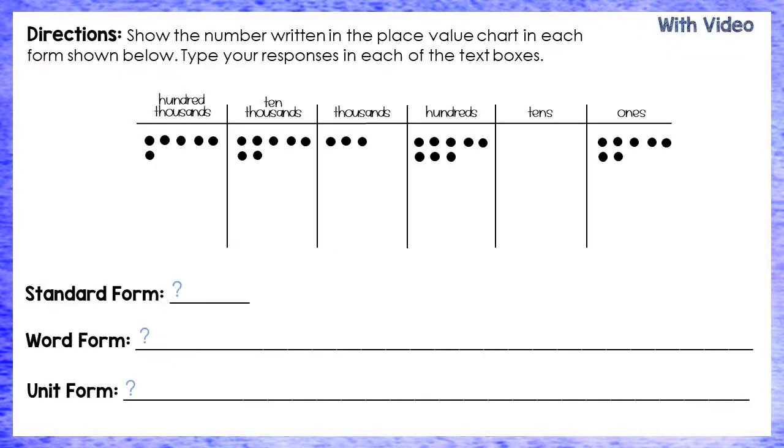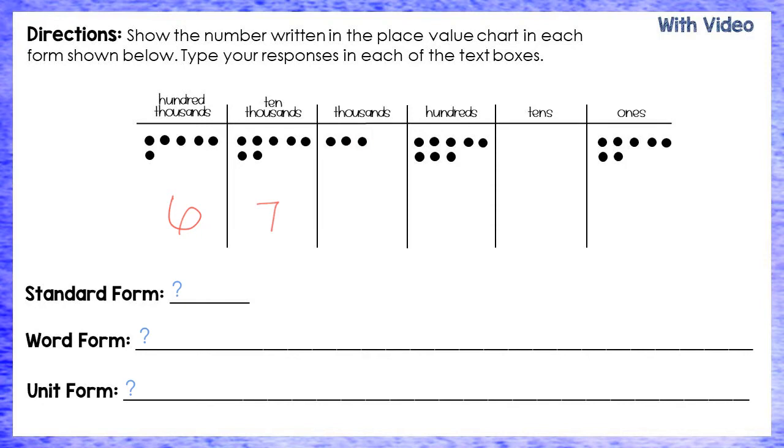When we first look at a place value chart, we want to think standard form. I need to write the digits. So let's figure out what each digit will be. We look at the hundred thousands. How many hundred thousands are there? There are 6. Then we look at the 10,000s. How many 10,000s are there? There are 7. Then we look at the thousands. How many thousands are there?